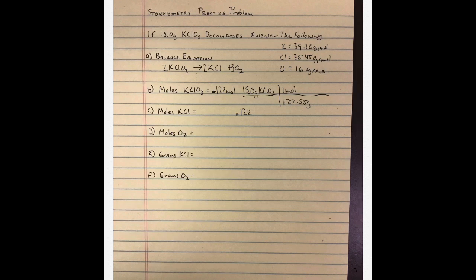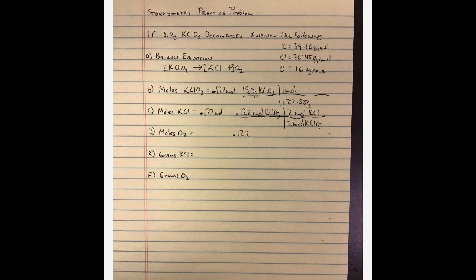Then to find the moles of KCl, we take our given amount of moles, the 0.122 moles of KClO3, and then we're going to multiply by the coefficient ratio found in the balanced equation of 2 moles of KClO3 to 2 moles of KCl, and we put it in to cancel out units. We'll see that we're going to multiply by 2 and divide by 2, and we come up with 0.122 moles.